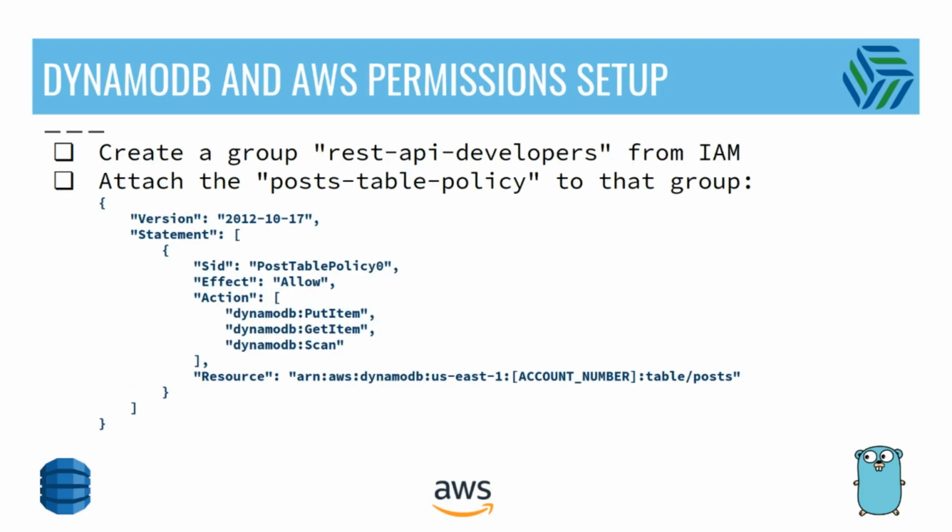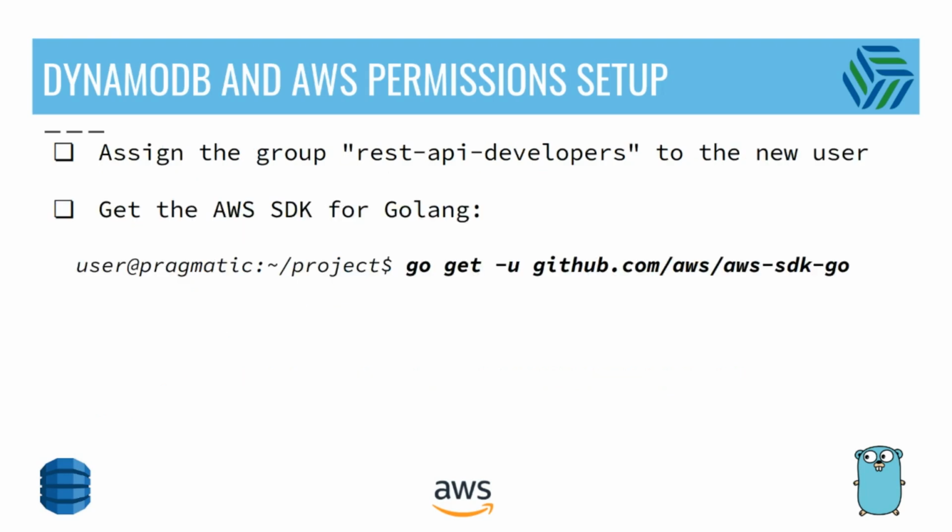We need to create a group, let's call it REST API developers, and then we need to create a policy that is going to be this one, and we need to attach that policy to the group. Here we are allowing to execute these actions, put item, get item, and scan the table on this resource. This is the Amazon Resource Name for the table. Then we need to assign that group that we created to the new user.